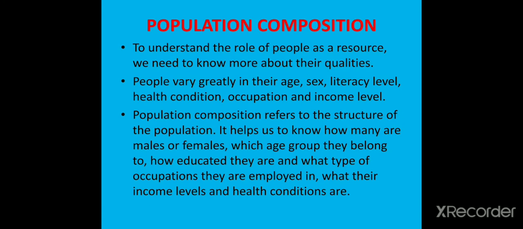Population composition. To understand the role of people as a resource, we need to know more about their qualities. People vary greatly in their age, sex, literacy level, health condition, occupation, and income level. Population composition refers to the structure of the population. The composition of population helps us to know how many are males or females, which age group they belong to, how educated they are, what type of occupations they are employed in, and what their income level and health conditions are.